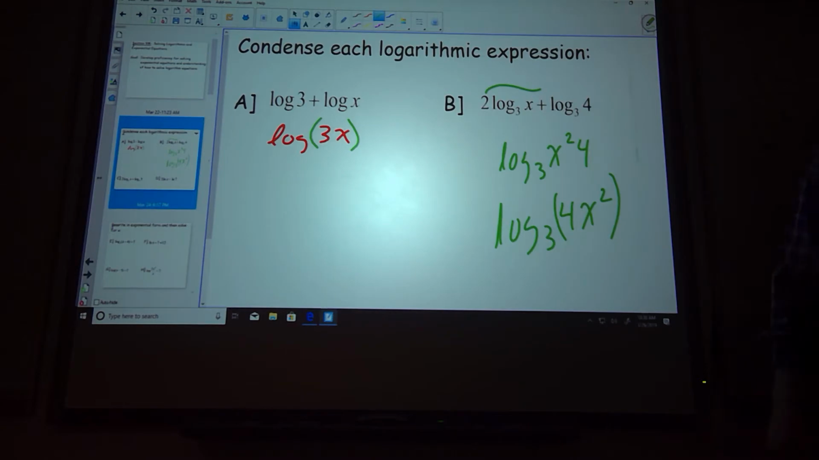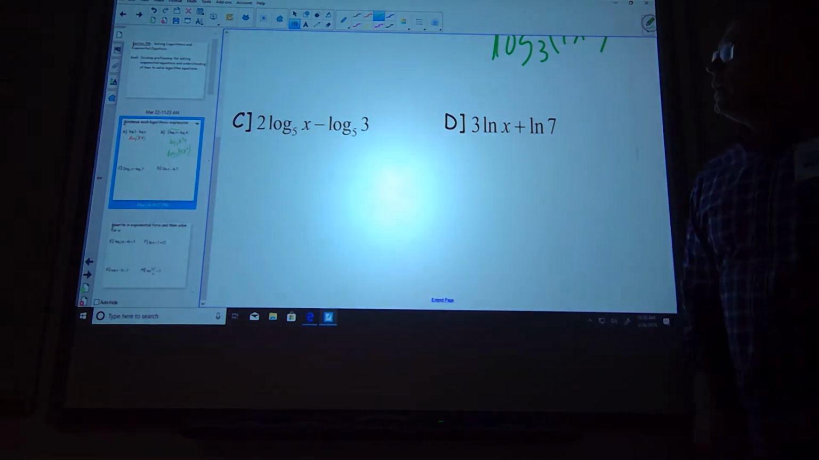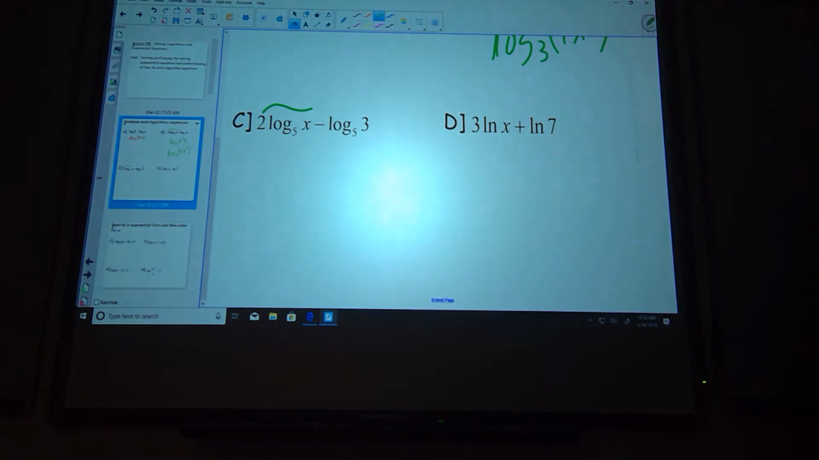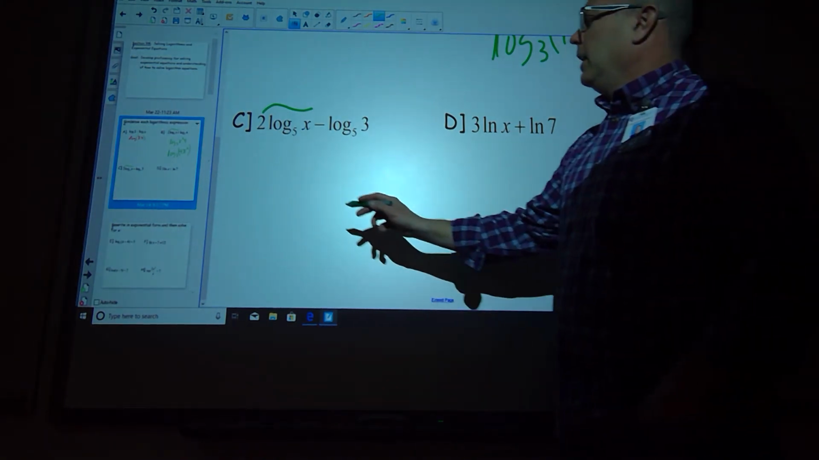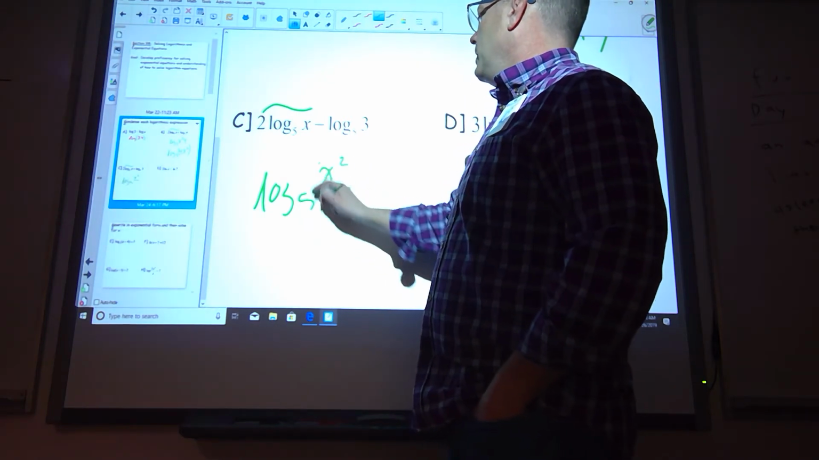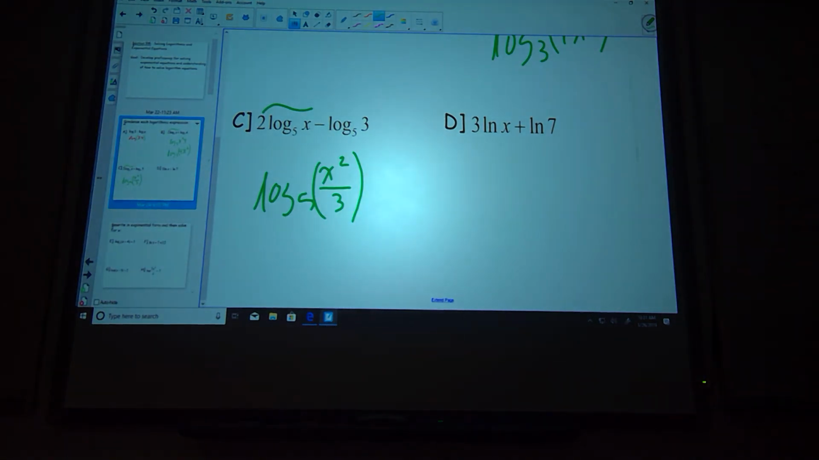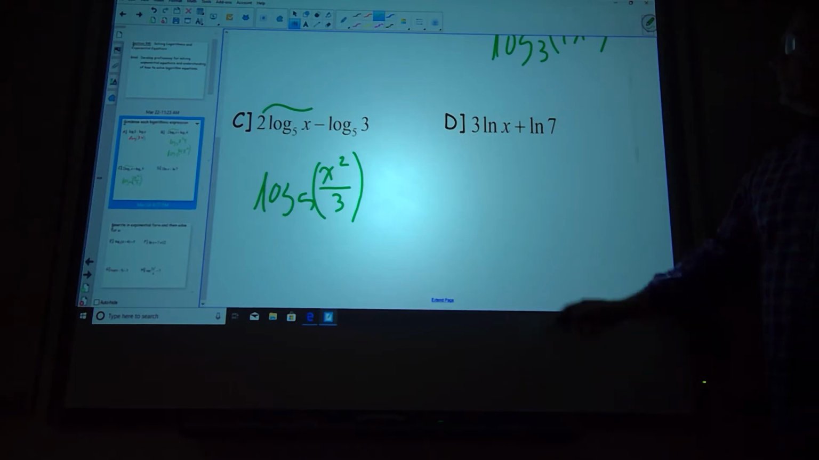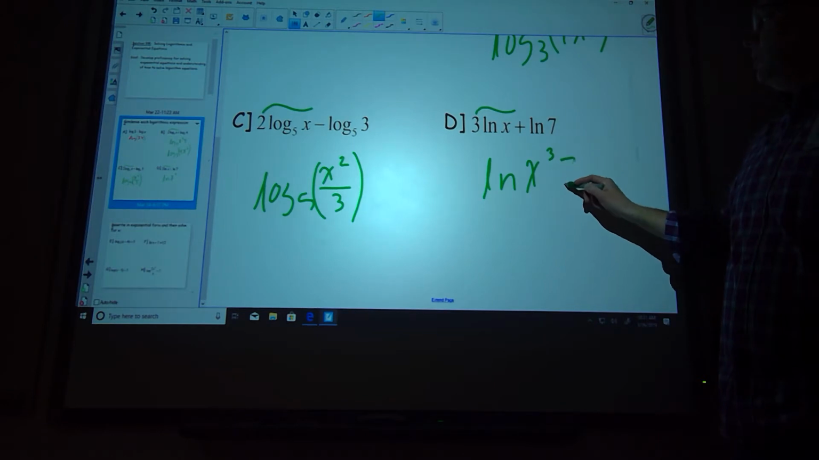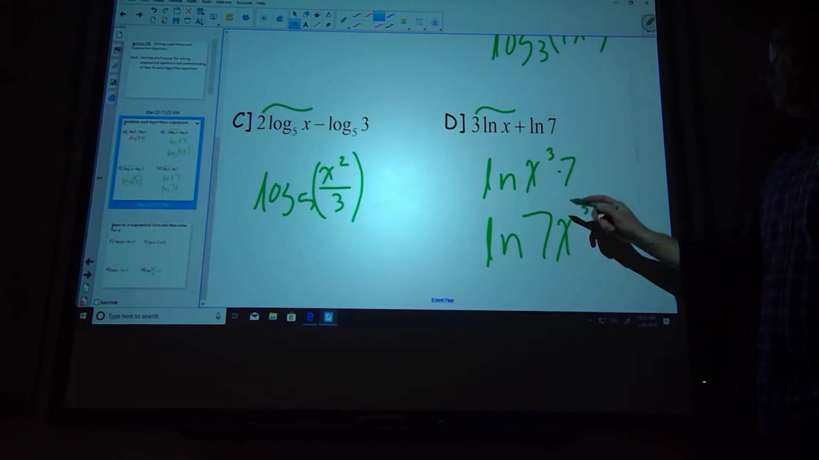Okay. Good so far? And then if I wanted to condense this, I'm going to move the exponent up top. And subtraction means what? It's going to be a division problem. So then I'm going to get log base 5 of x squared over 3. And again, I'd probably put that in parentheses just so the grader doesn't think that you're doing the log of x squared and not of 3. This one, bring the exponent up top. So natural log of x to the 3rd times 7. That's messier. I would accept it, but this is the prettier version.